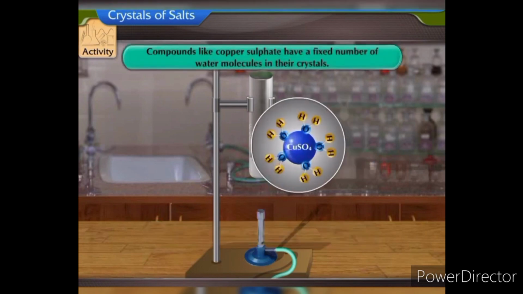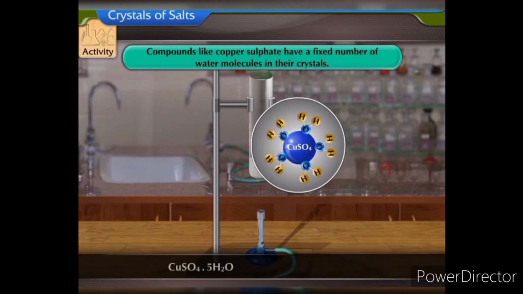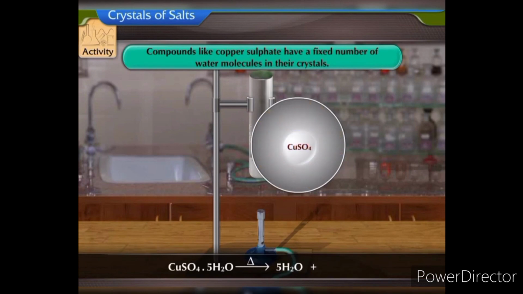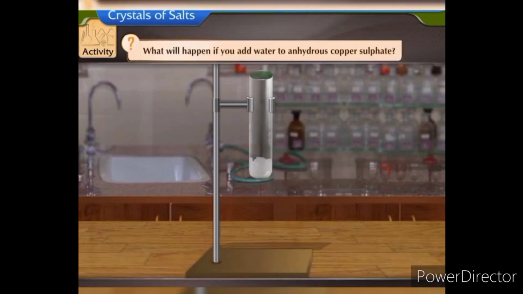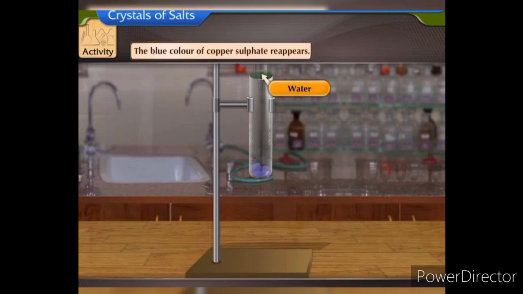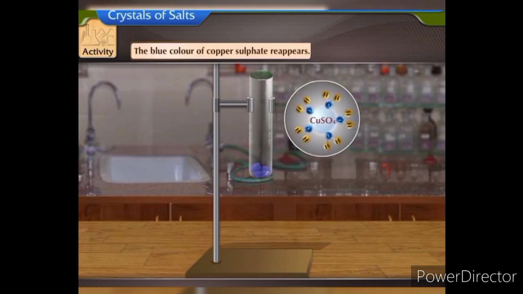Some compounds like copper sulfate have a fixed number of water molecules in their crystals. When such compounds are heated or exposed to air, they lose these water molecules and turn into a substance called an anhydrous substance. Copper sulfate loses water to form anhydrous copper sulfate. What will happen if you add water to anhydrous copper sulfate? The blue color of copper sulfate reappears.